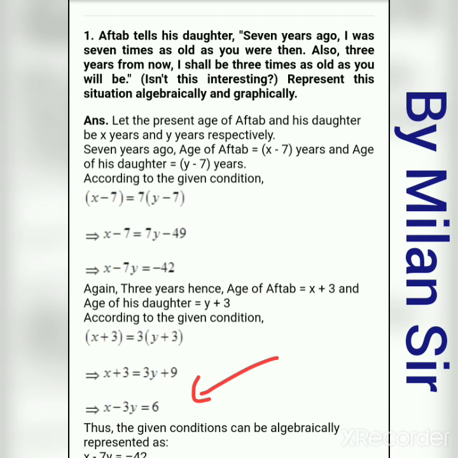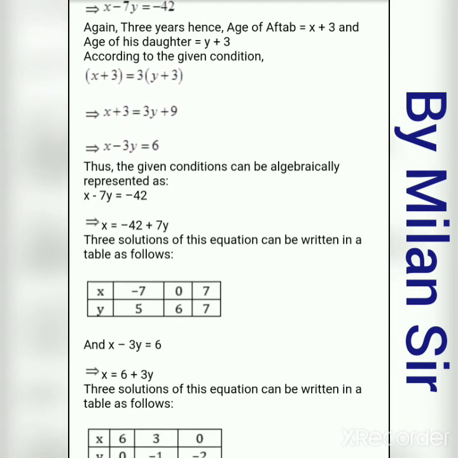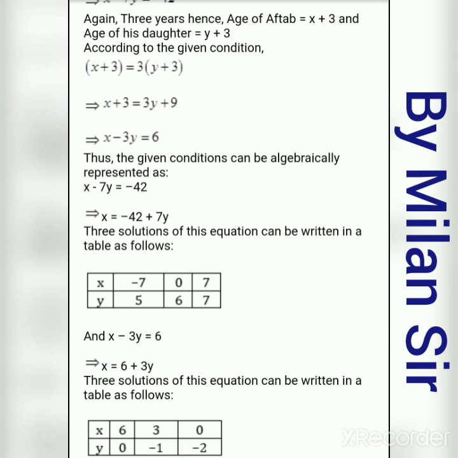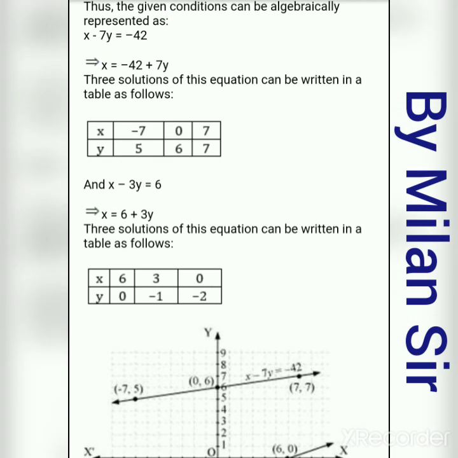Now we represent these equations graphically. First of all, for the graph, this is a linear equation, right? Both equations are linear. So to represent a linear equation on a graph, we need at least 2 points, because through 2 points only one line can pass. So to fix our line, we require at least 2 points on the line. But here we try to find 3 points on the line, so our line becomes exact.